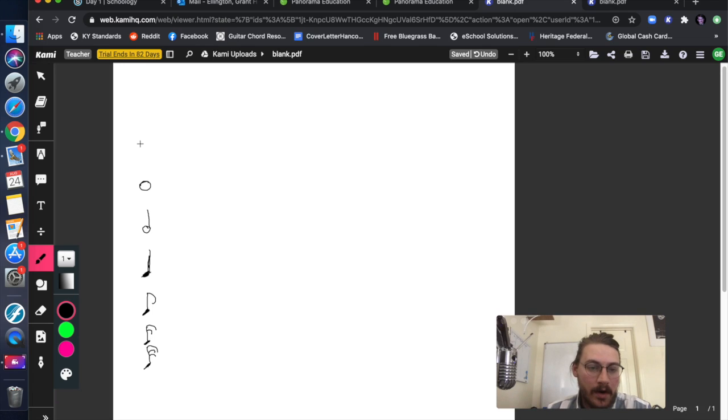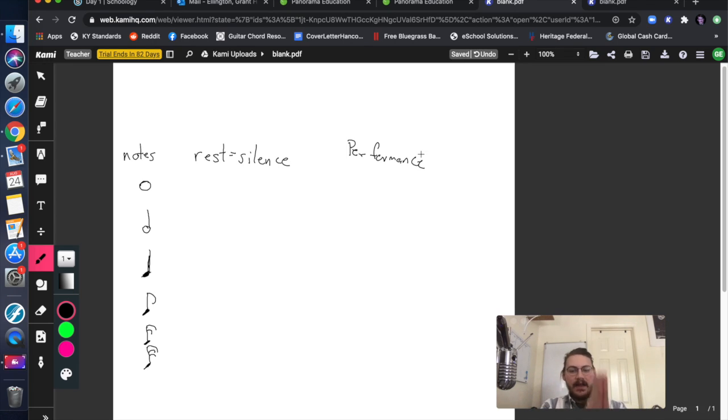So these are our notes. These tell us to play. Rests tell us to be silent. So rest equals silence. Performance-wise, all the rests sound the same. But when we clap and say these, we actually hold our hands together and then just move down where the beat is. That'll make a little bit more sense in a second.